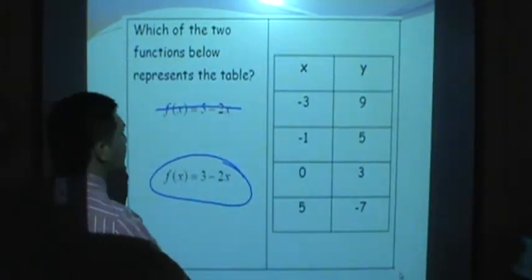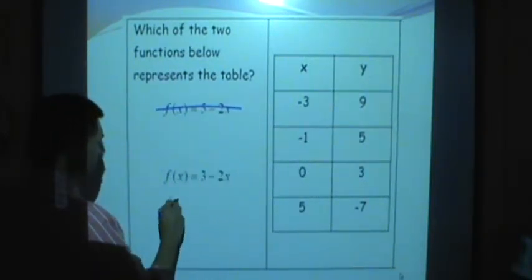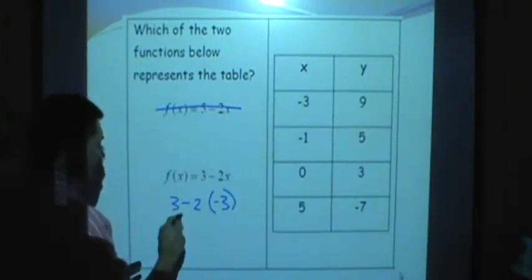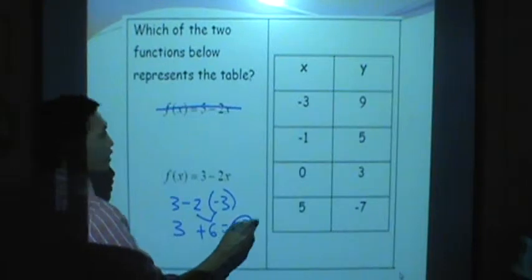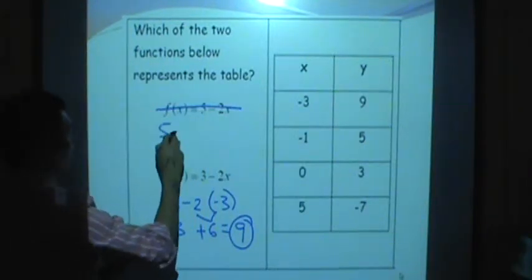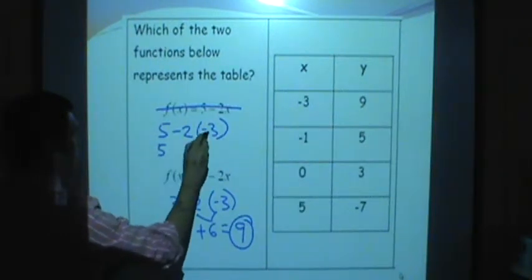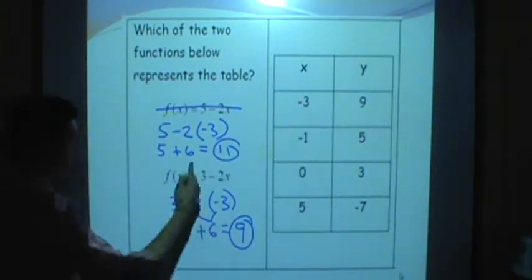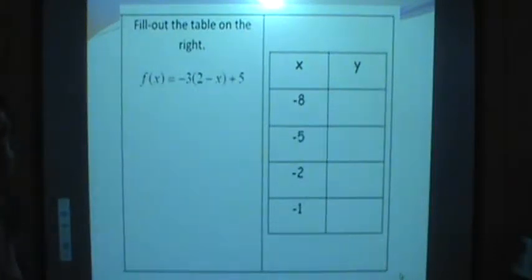Okay, that is the answer. Or if you want, again, you can do it manually by doing 3 minus 2 parentheses. So, okay, plug in negative 3 for x. And then negative 2 times negative 3 is positive 6. That's going to give you 9. There you go. If you want to prove it here, 5 minus 2 times negative 3. And then 5 minus a negative times negative is positive 6. And that is 11, which is, here you go. Therefore, the answer is the second function. Now how about this one now?